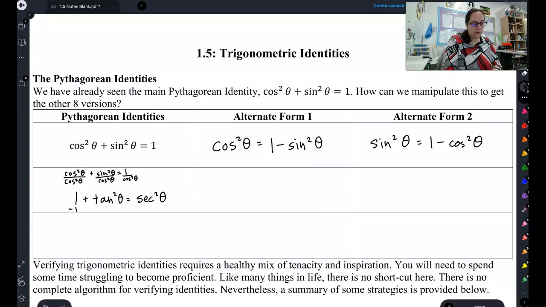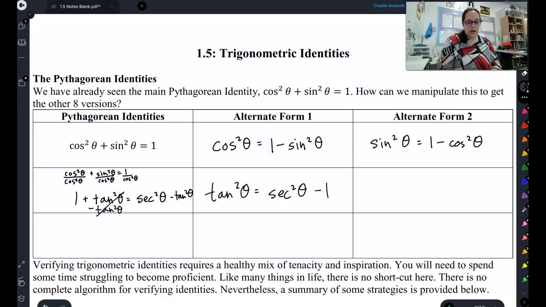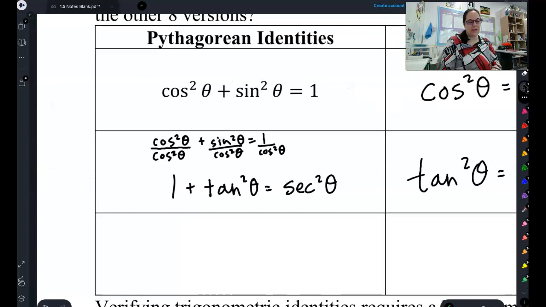So the first alternate form, let's subtract 1 from both sides. So I get tangent squared of theta equals secant squared of theta minus 1. Or I could subtract tangent squared from each side and get 1 equals secant squared of theta minus tangent squared of theta. And that gives me the two other alternate forms of this new Pythagorean identity version.